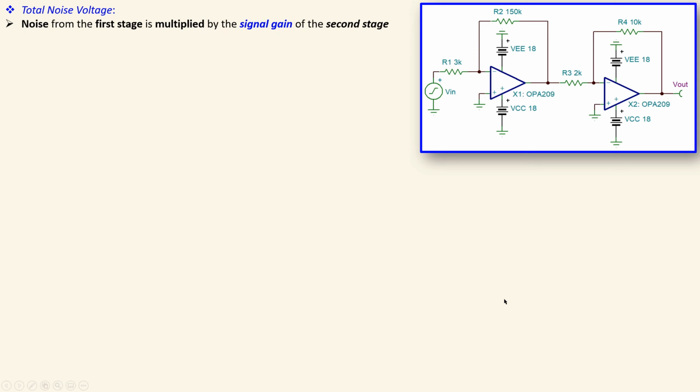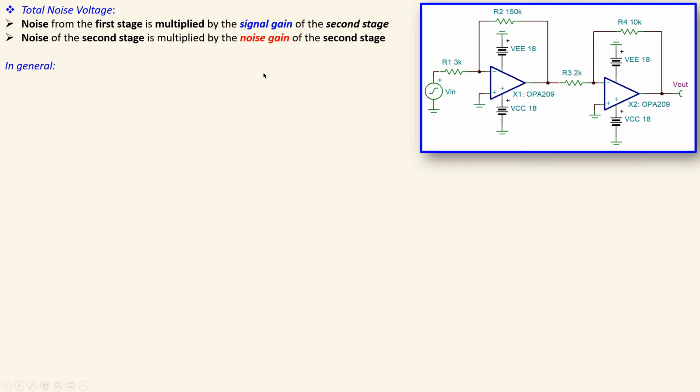The important thing we need to consider here is that noise from the first stage will be multiplied by the signal gain of the second stage. So if you have a noise at the output of this first stage, it will be multiplied by the signal gain of the second stage. This is a very important note. But the noise of the second stage, so its own noise, will be multiplied by the noise gain of the second stage. So this is actually a very important point to consider.